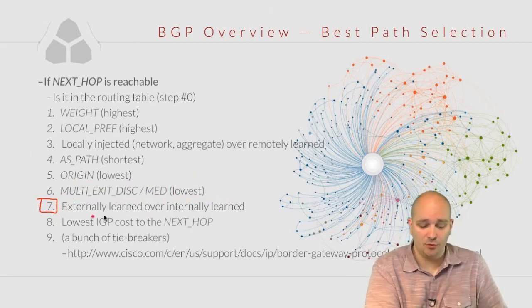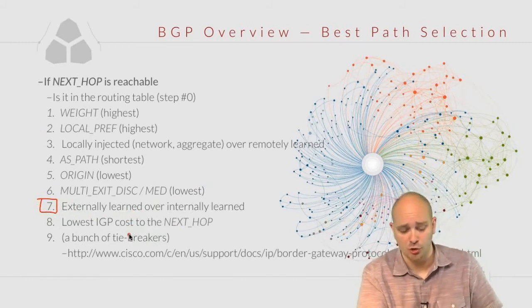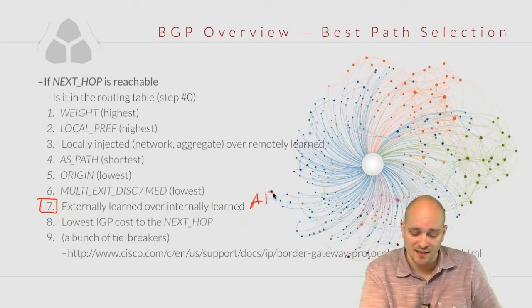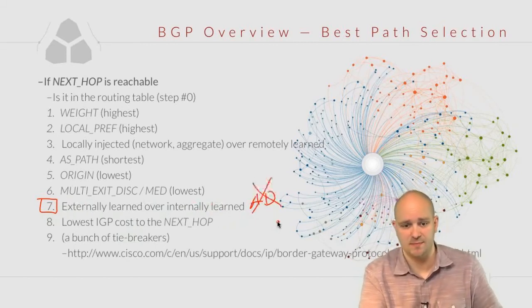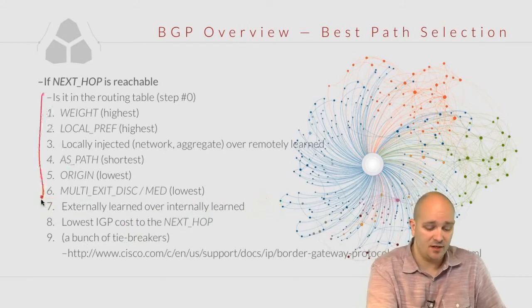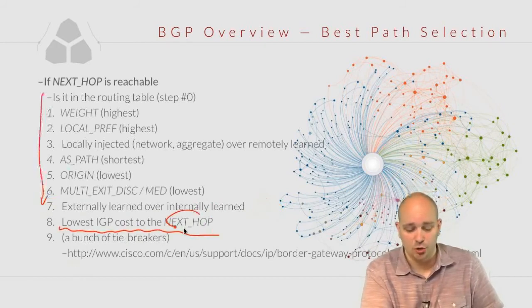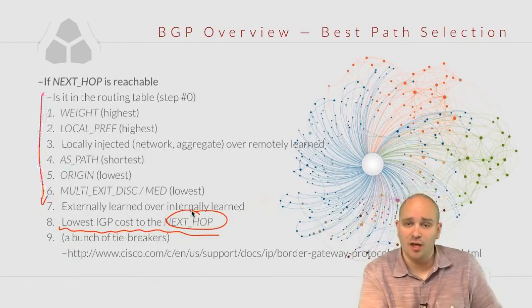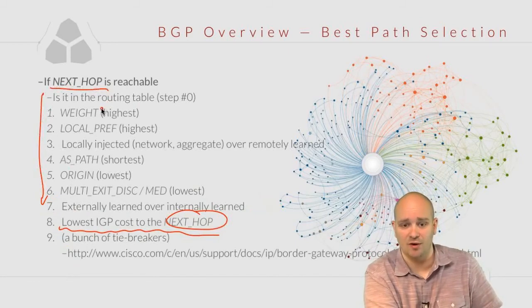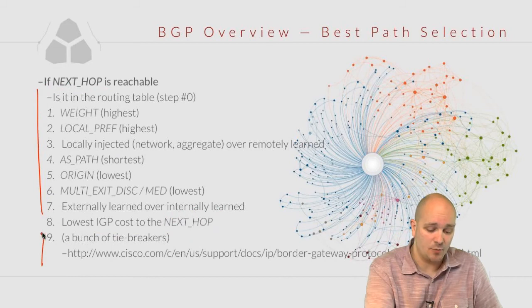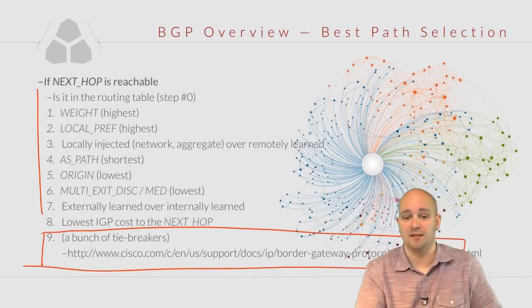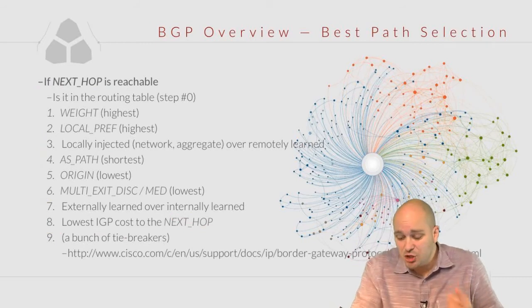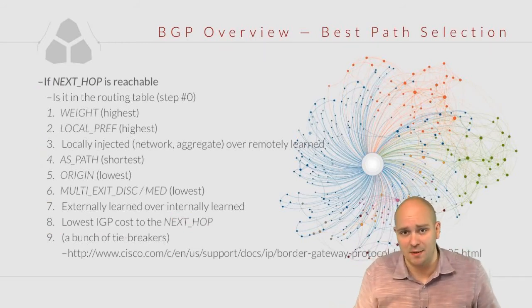In step 7, the route that has been learned from an external peer is going to be preferred over the route that has been internally learned. So we are going to prefer the external over internal peer. And I should point out that this has nothing to do with the administrative distance of the routes. If all these 7 are the same, the lowest IGP cost to the next hop will be considered. So whatever is the cost to reach the next hop attribute in the routing table, the lowest value will be used. If these are the same, as I said, we are going to go through the list of multiple tiebreakers. So this is a general overview of the BGP best path selection process.